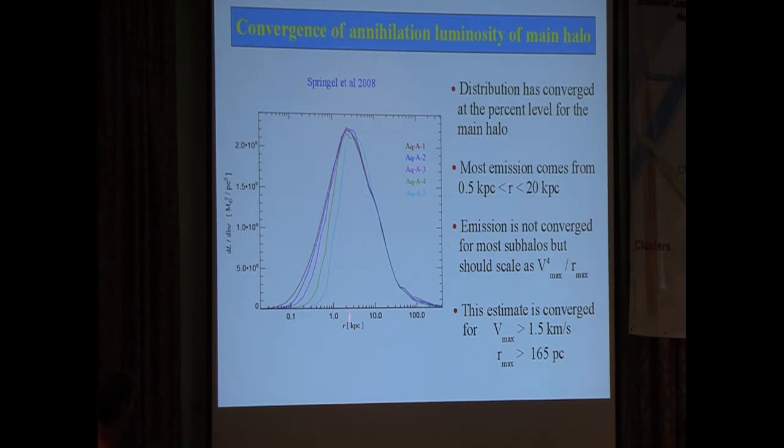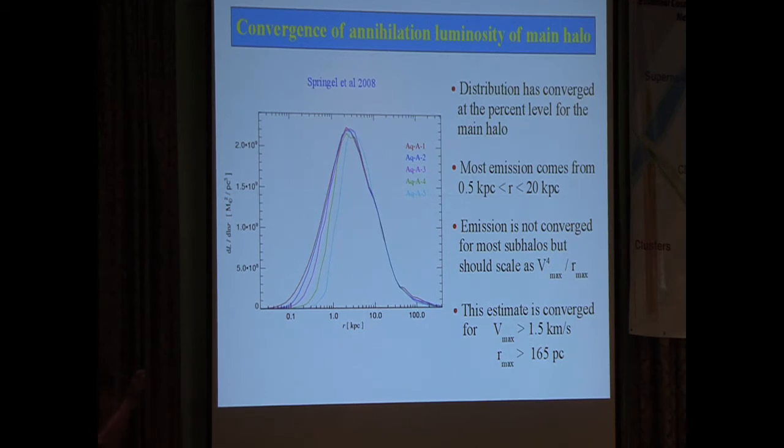And the other interesting thing is that most of the annihilation radiation is coming out 2 or 3 kiloparsecs from the center. So although most of the mass is out near the edge, because of this rho squared dependence, most of the annihilation radiation is coming from inside the sun. So this is true for the main halo.